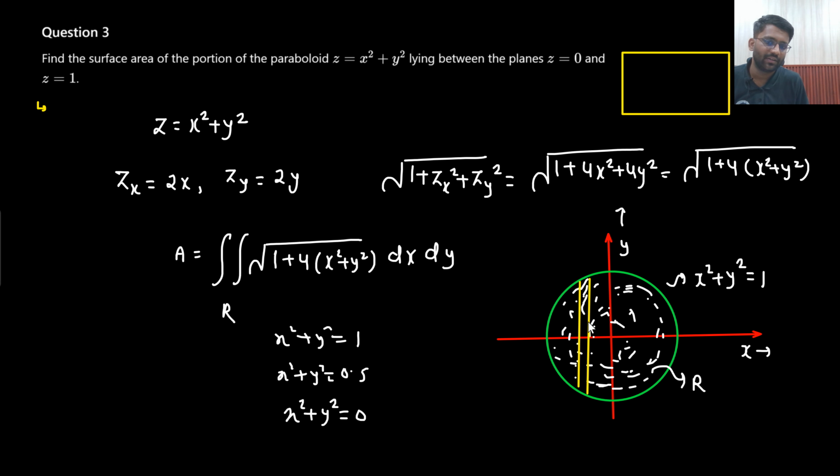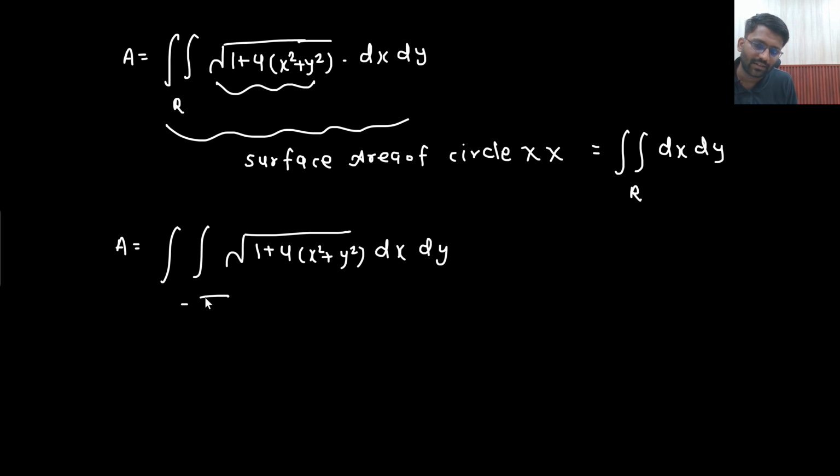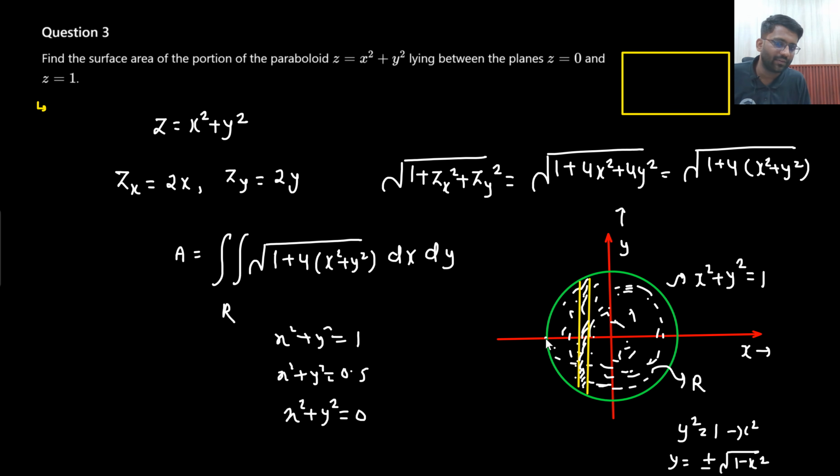When I take this vertical strip, from where to where is my y going? From here you can see x square plus y square equals to 1. So y square would come 1 minus x square, so y would come plus minus under root 1 minus x square. So y is going from minus under root 1 minus x square to plus under root 1 minus x square. And what about x? If you have taken the limit of y, then what will be this coordinate? x equals to 1, y equals to 0; x equals to minus 1, y equals to 0. So x is going from minus 1 to 1.